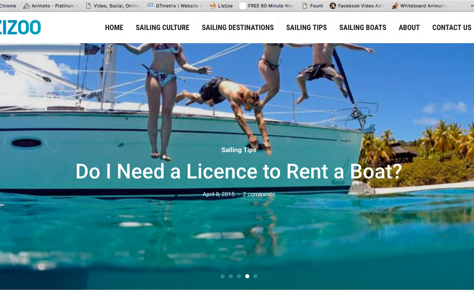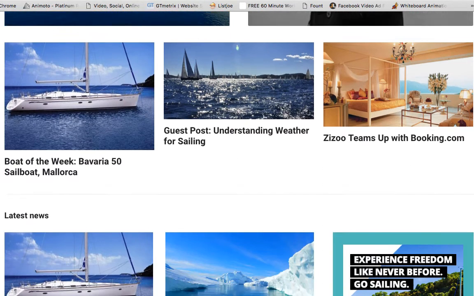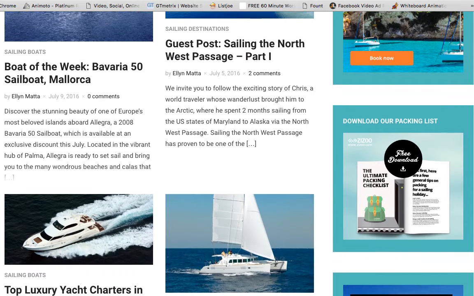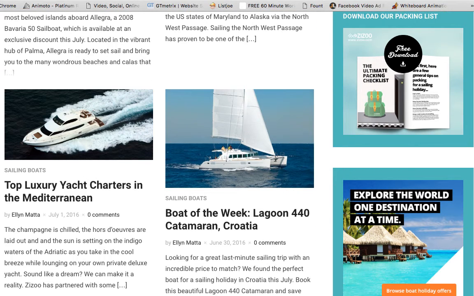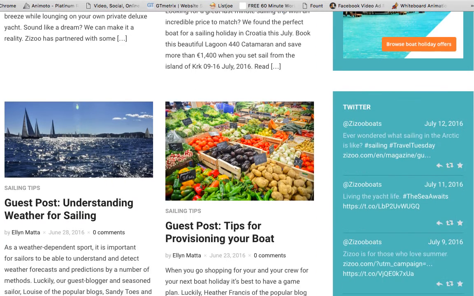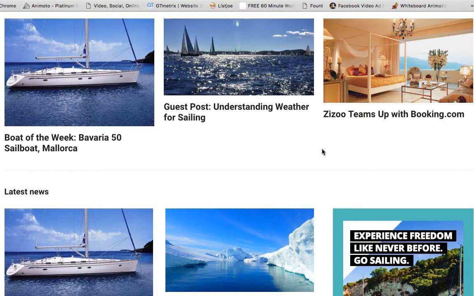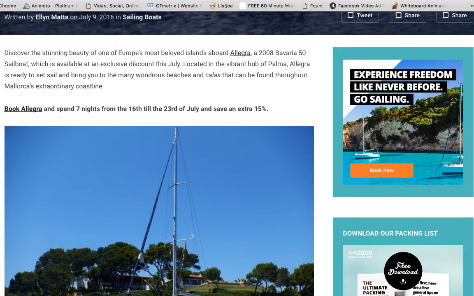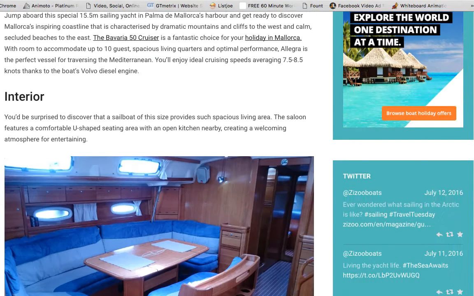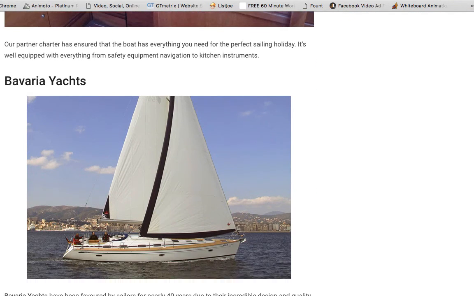This is called Zizou, and this is really around the sailing niche. Once again, a really good visual blog. Quite like the bits on the right hand side as well. A packing list, there's a few offers there as well, and obviously links into their Twitter account. So let's just go in and have a look at one of their posts. See how they're set up. Nice good image on the top, and once again some really good images inside the actual blog post itself as well.